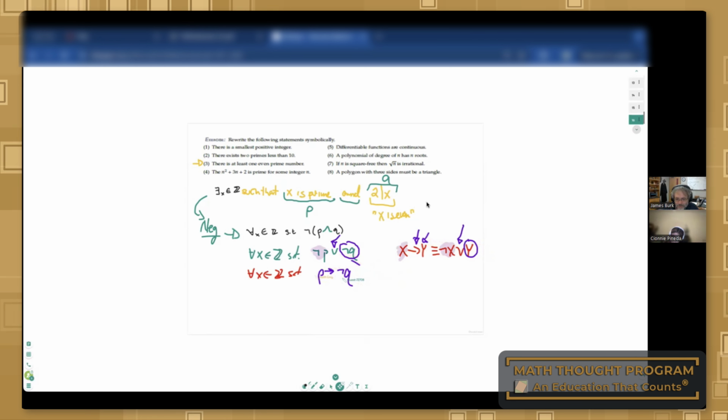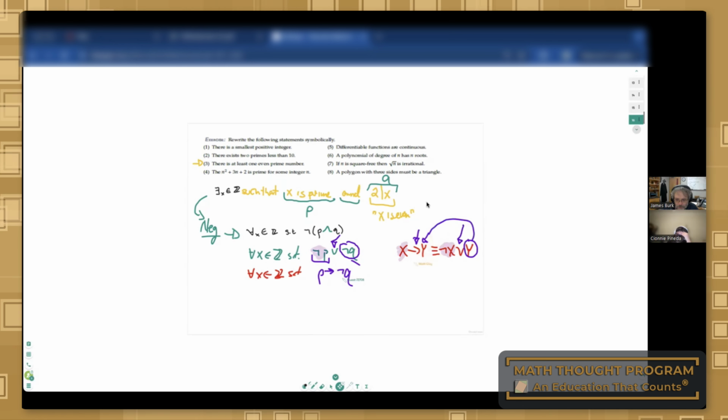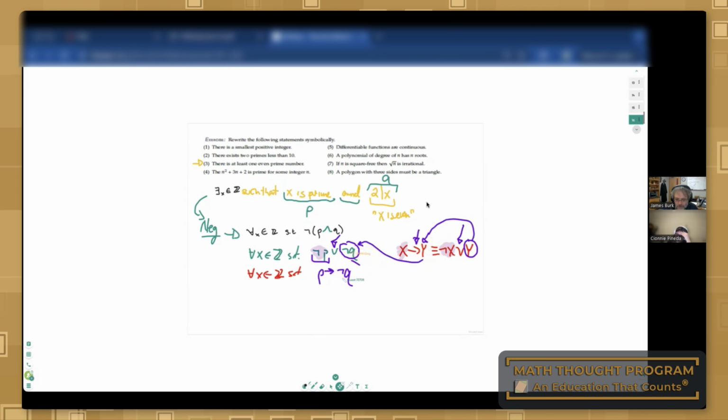You have, again, the formula: not P, or sign, implication, not Q.